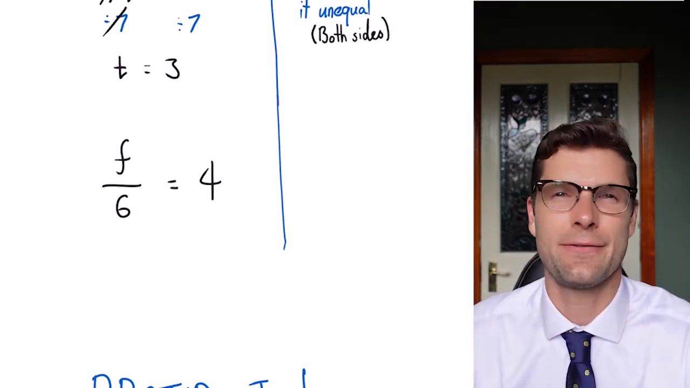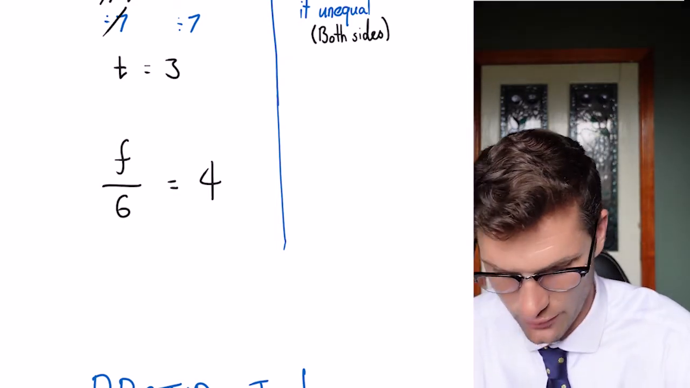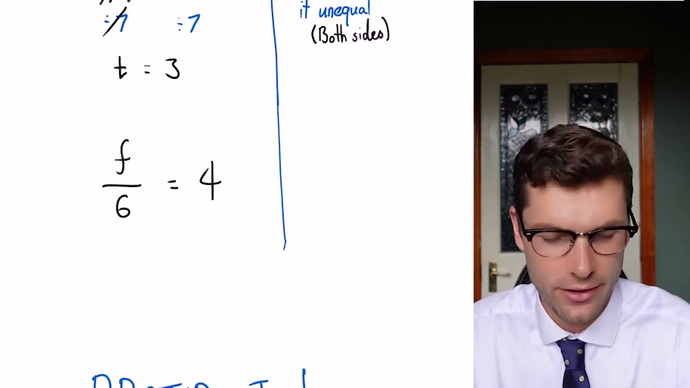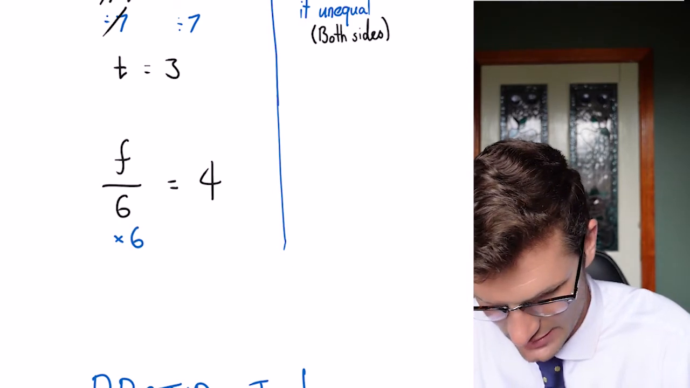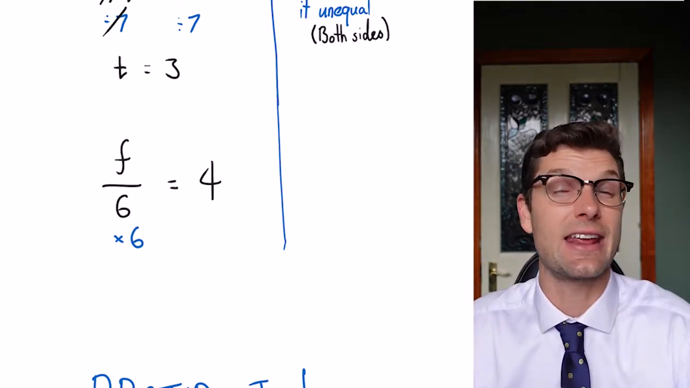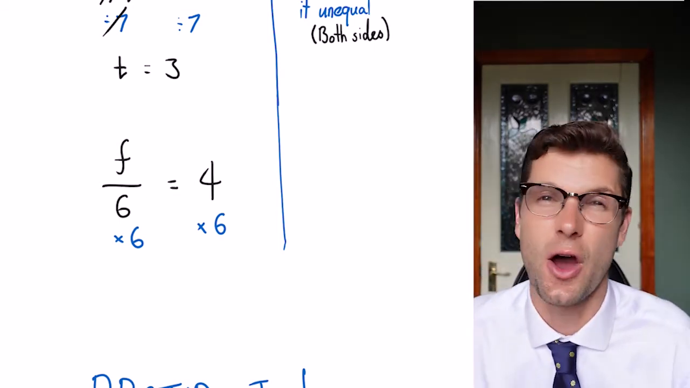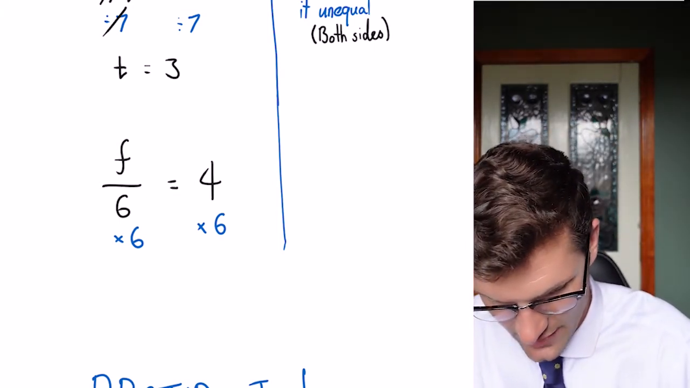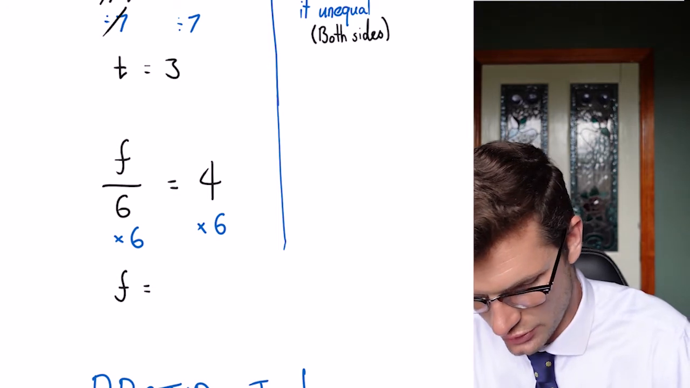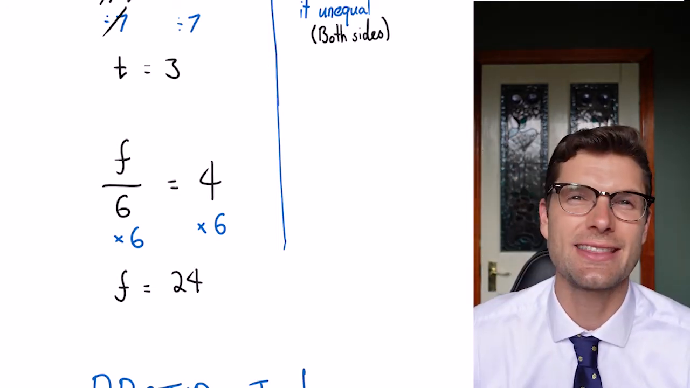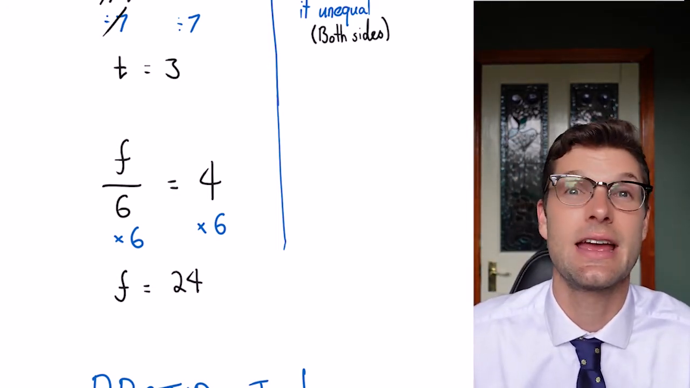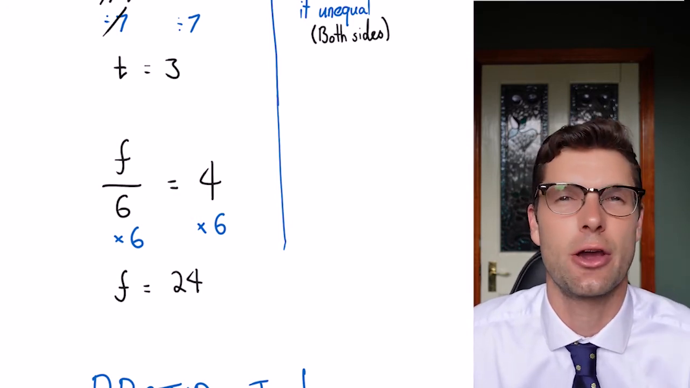Finally, last one, f divided by 6 is equal to 4. The opposite of divided by is times 6. So this means that we're going to get rid of that division, and we've got to do it to both sides. So we times both sides by 6, leaving us with f is equal to 24. We can check that. 24 divided by 6 is equal to 4, so we know we got it right.